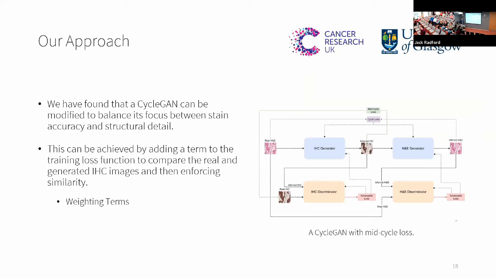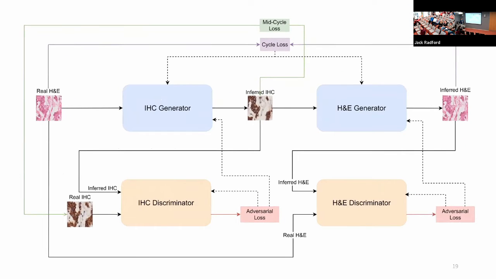So that's what we've been working on for the last little bit. And we found that you can indeed modify a CycleGAN to get it to balance the focus between stain accuracy and structural reproduction. And this is how we do it. So this time it's a CycleGAN set up similarly to before, but in addition to preserving the structural detail through cycle loss, we've added another term to the CycleGAN loss function that we're calling mid-cycle loss.